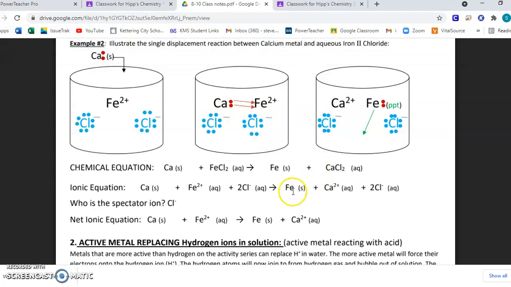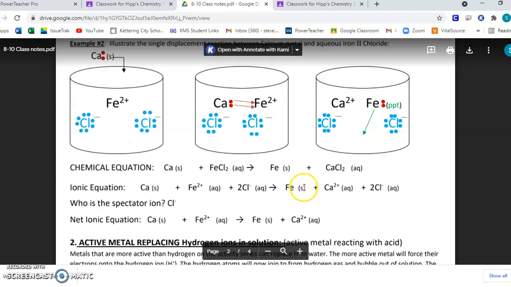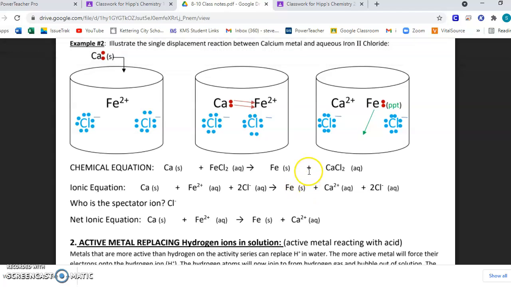On the right side of the equation, we want to see what happens afterwards. During the reaction, the more active calcium metal is going to force those 2 electrons onto the less active iron. Iron will take 2 electrons because it's 2 plus. So in the right side, we now see iron has calcium's electrons. When it gained those 2 electrons, it will go from 2 plus back to neutral. It will precipitate out of solution. That would be an arrow pointing down.